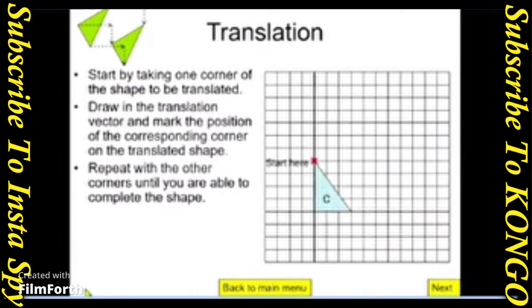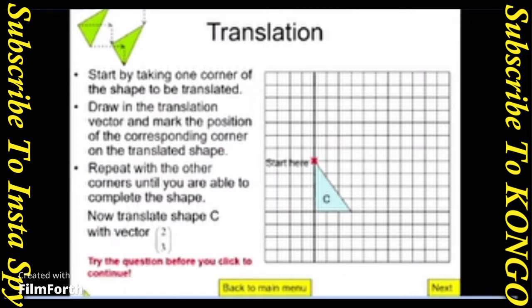So let us say we have that object. And we normally start with translation because it's the easiest thing for us to know about. Translate shape C with vector 2, 3. So let us say that is the object, and we're going to move it by 2, 3. What happens? So it's 2 on the horizontal and 3 on the vertical.